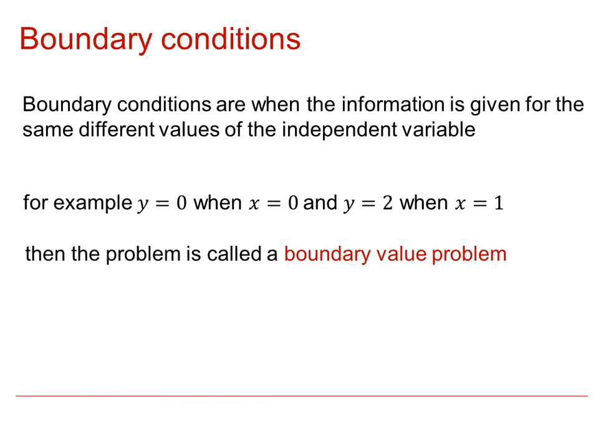Boundary conditions are when the information is given for different values of the independent variable. For example, y equals 0 when x equals 0 and y equals 2 when x equals 1. Then the problem is called a boundary value problem.